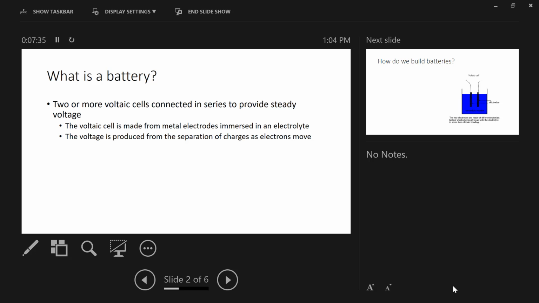Give you a minute to write that down, and then there's something else I want you to write down about this. Voltage is a type of potential energy. I want you to write that down. You can think of voltage as electrical potential energy.